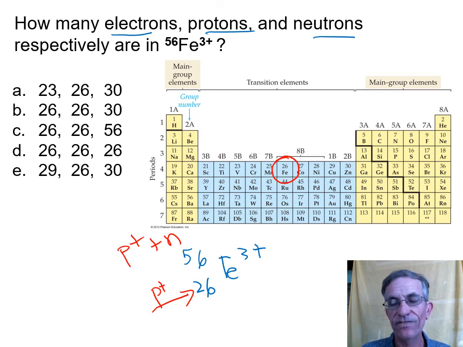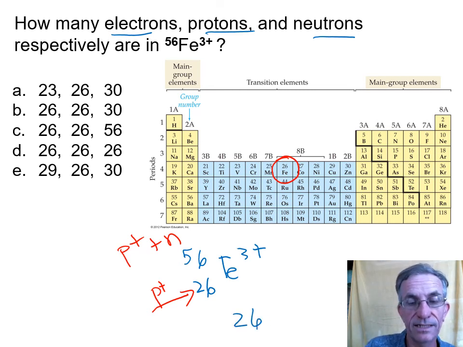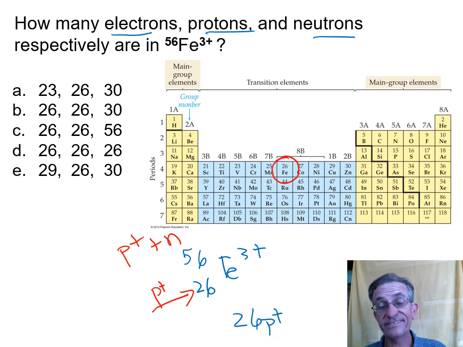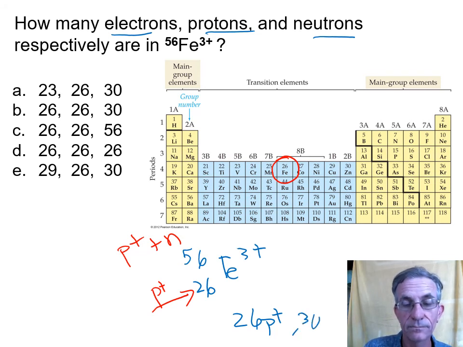All right, so with that little background, let's see if we can actually answer the question. How many electrons, protons, and neutrons are in this thing? Let's just go ahead and figure it out. The bottom number, the protons, is 26. There are 26 protons. If I subtract, what do I get? 56 minus 26? Well, you get 30, don't you? And that 30 is the number of neutrons.